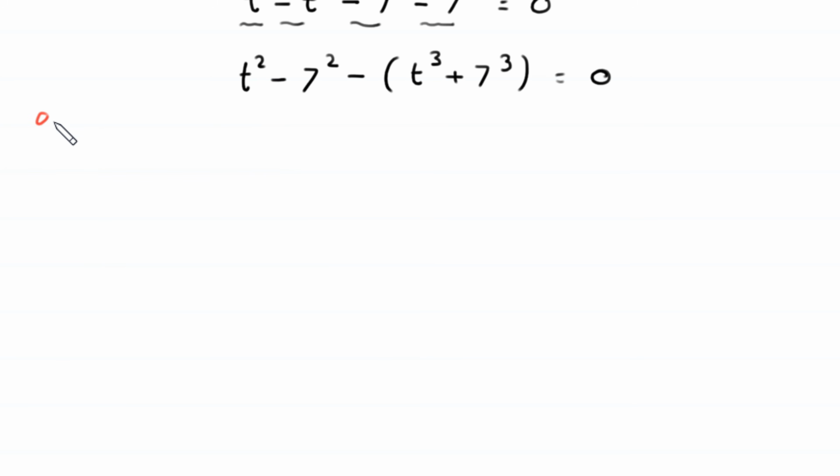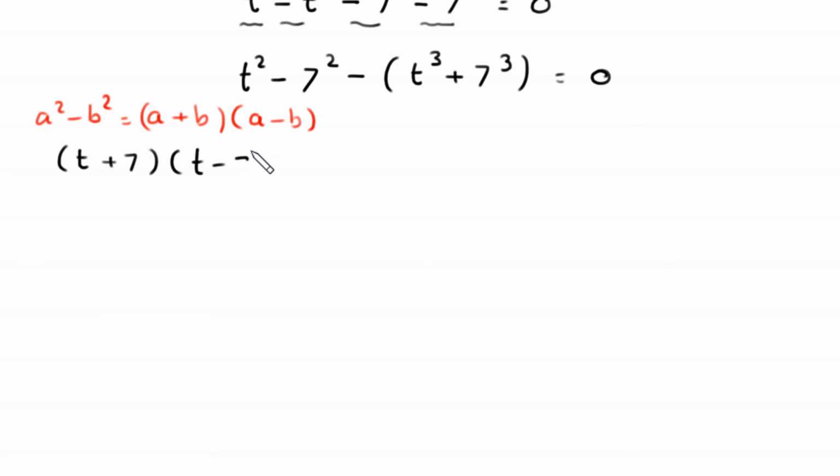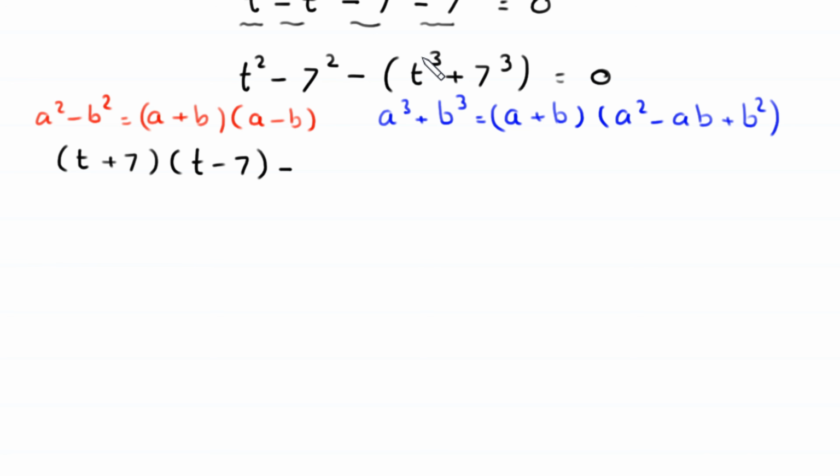Now by using this algebraic identity, a^2 - b^2 = (a + b)(a - b), this t^2 - 7^2 will become (t + 7)(t - 7), minus, by using this algebraic identity a^3 + b^3 = (a + b)(a^2 - ab + b^2), this t^3 + 7^3 will become (t + 7)(t^2 - 7t + 7^2, which is 49) = 0.